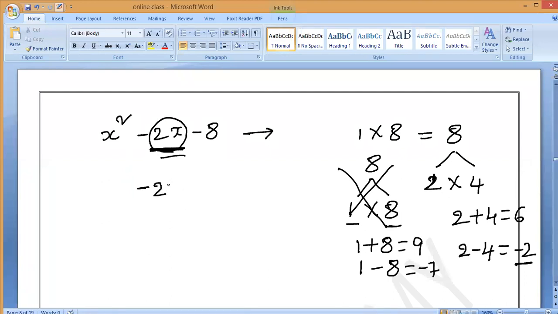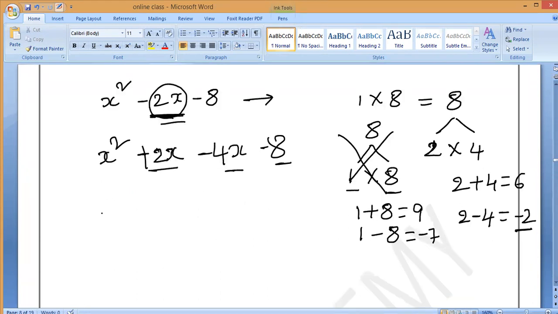x squared plus 2x minus 4x minus 8. Now, you speak, from there, what is the common thing? First two terms, compare, all of you. In the first two terms, what is common in there?